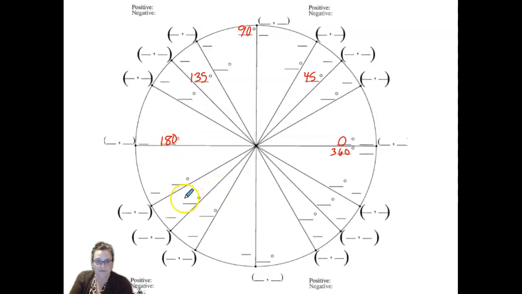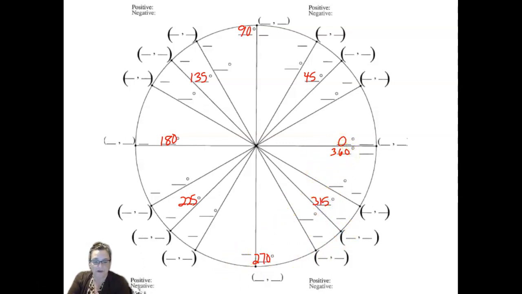5 times 45 is 225. Then 6 times 45 is 270. 7 times 45 is 315. And then 8 times 45 gets us back to 360.